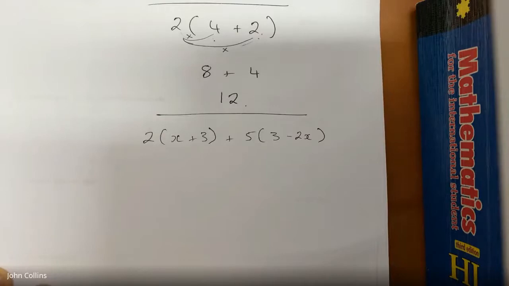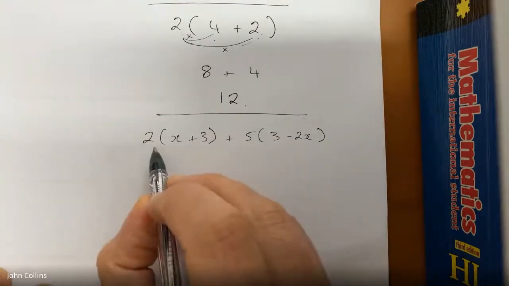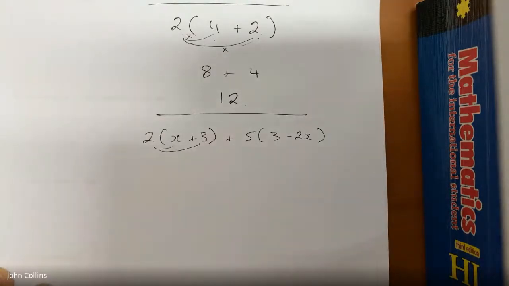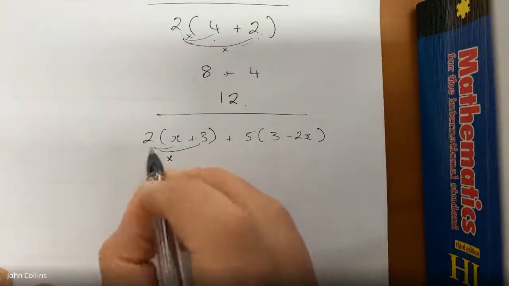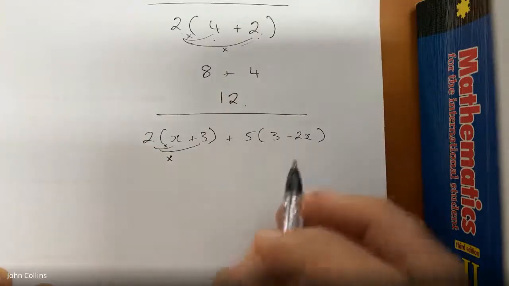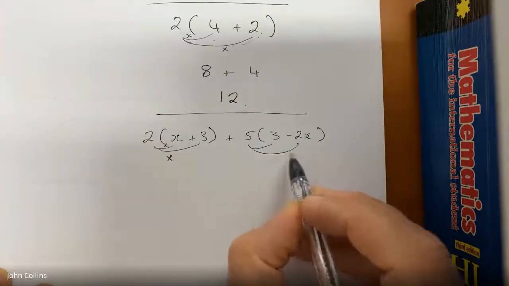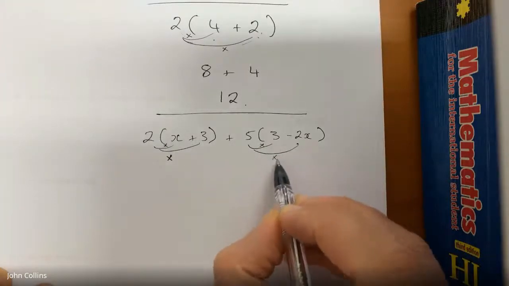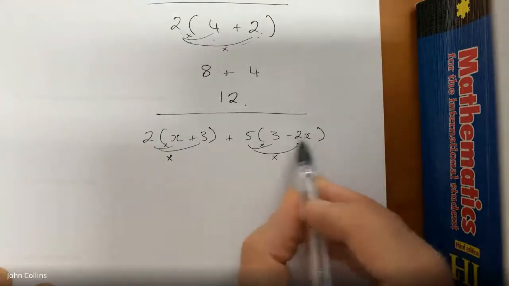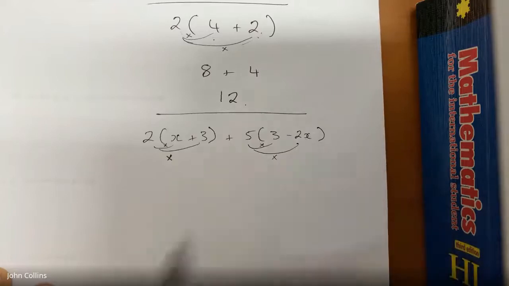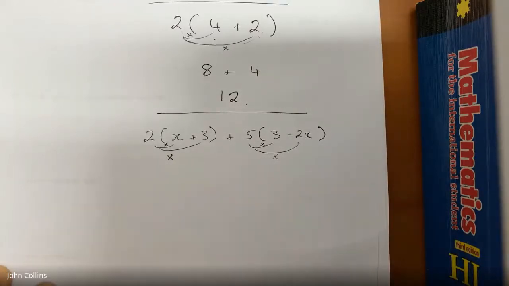Now this would use the distributive rule. So 2 must be distributed across both these 2, so that's multiplying and multiplying. And 5 must be multiplied by both these, because it's 5 times that. This is going to be 15 anyway, and 10x. Okay, so let's do that one.